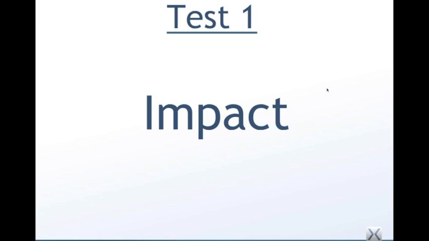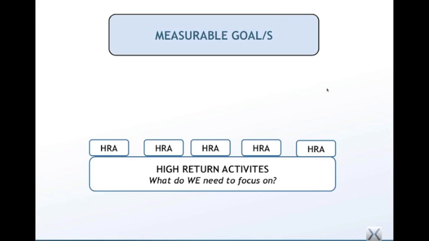So let me just demonstrate for you a couple of good tests and a couple of ways to check that you've got your high return activity right. On the screen, at the top of the screen, is a measurable goal or perhaps a couple of measurable goals. Along the bottom of the screen are 5 potential high return activities, HRAs. Now you have to decide which of these 5 is it that is really a high return activity. I think they possibly all could be, but which ones really are?